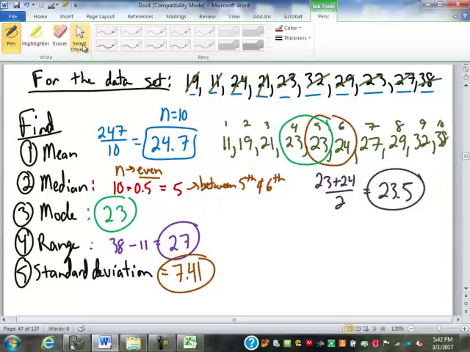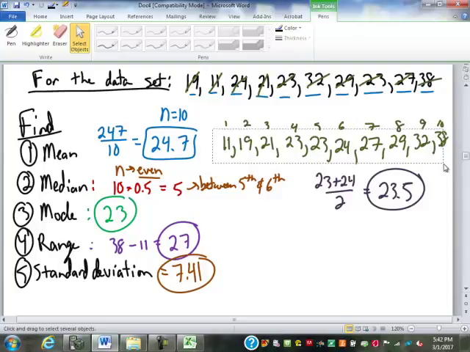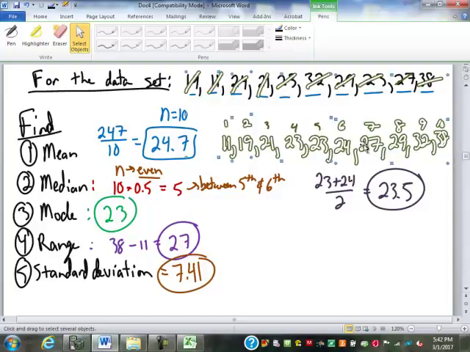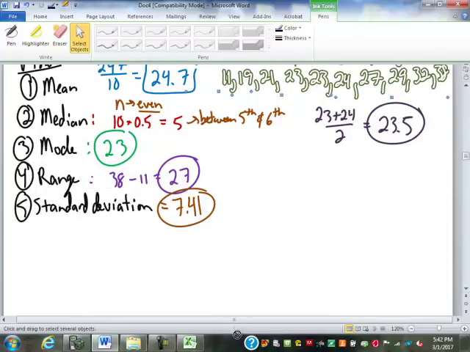Okay, so next I want to look at some measures of position. So I'm going to take this data set we have here and move it down here so we can use it.